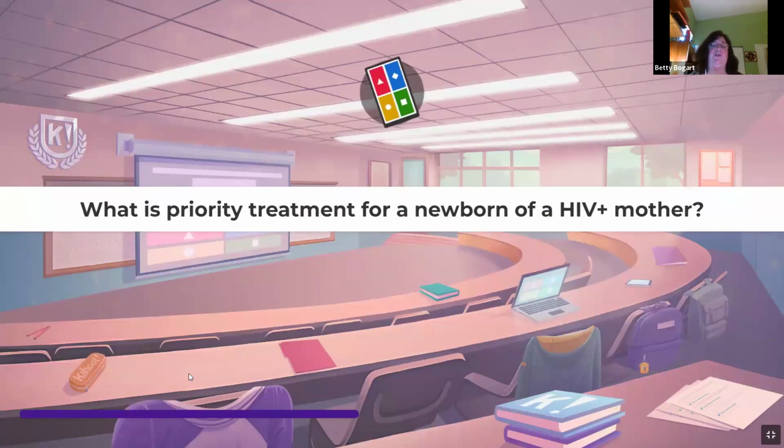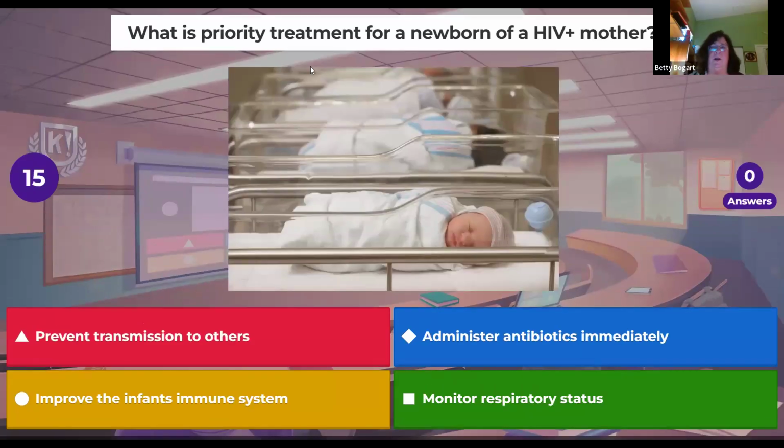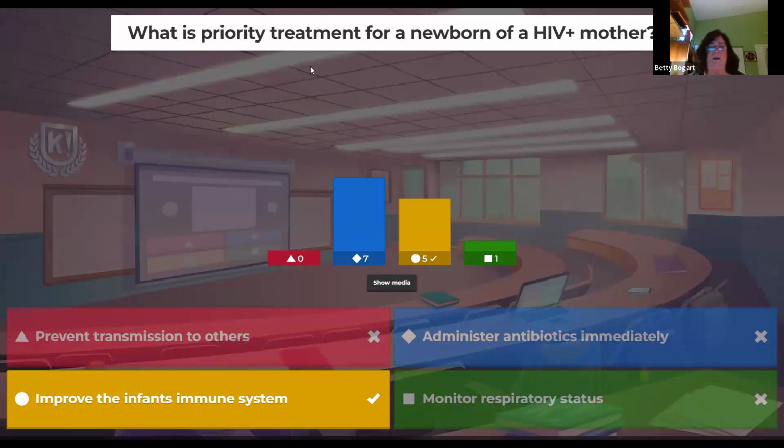What is priority treatment for a newborn of an HIV positive mom? Well, newborns are born, mom is HIV, and as I said, there is ability to convert these children to not have HIV. How do we do that? HIV is all about the immune system, right? So we need to boost that infant's immune system. That's how we do it. HIV is a virus. Antibiotics are not going to do anything.